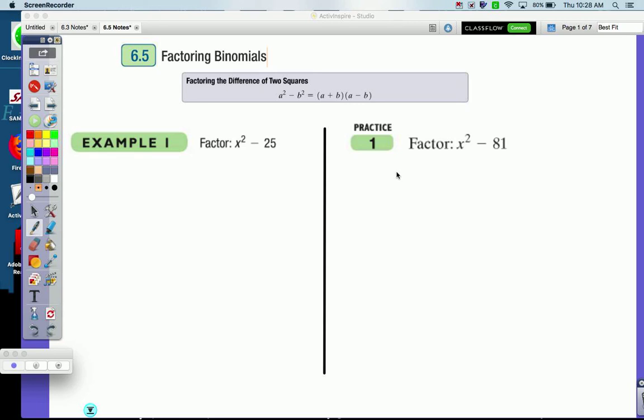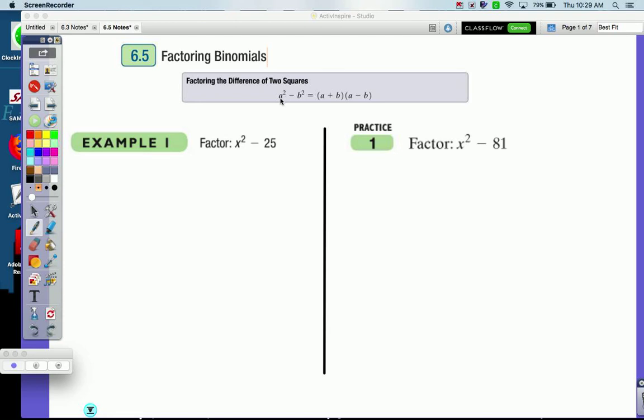Alright, Chapter 6, Section 5, Factoring Binomials. The last part of factoring for this chapter. What you need to see on all of these problems is a term minus a term, so there are just two terms instead of the normal three that we saw in Chapter 6, Section 3.